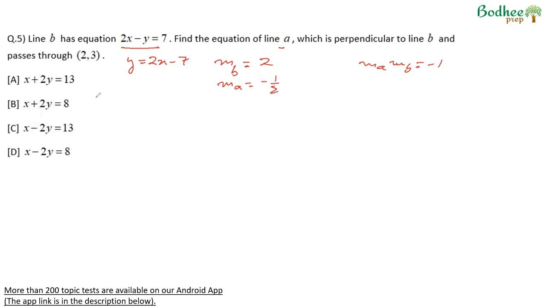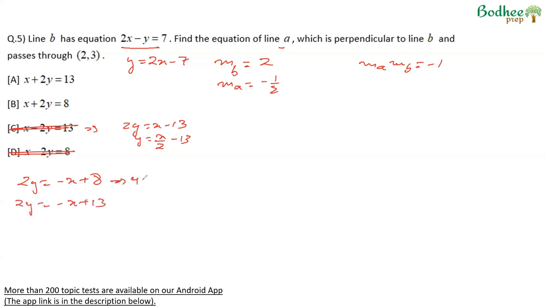As you can see here, 2y is equal to x minus 13, or y is equal to x by 2, so the slope is 1 by 2. So this is not the answer. Similarly, this will not be the answer. We're looking at these two. Here the slope will be minus 1 by 2, because in both cases we'll write 2y is equal to minus x plus 8, or 2y is equal to minus x plus 13. And therefore here y is equal to minus x by 2, which is slope of minus 1 by 2. Here also y is equal to minus x by 2, so slope of minus 1 by 2.